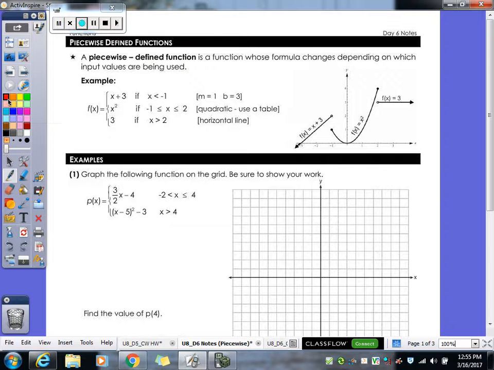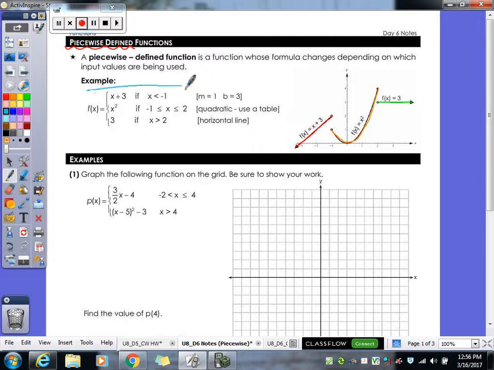So for our notes today, we are working on what we call piecewise defined functions. What that means is you have different pieces from different graphs all on one graph. If we look over here, we have this piece of graph, which would be the equation x plus 3. And then we have this piece of a quadratic graph here, which would be our x squared. And then we have a third piece, which is another line, f of x equals 3. So they're going to ask you to take different pieces from different graphs and put them all on one graph. That's what piecewise defined is.